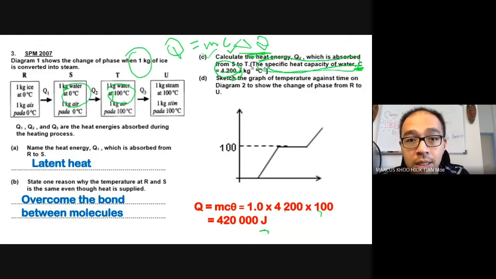Okay, sketching the graph. So the graph of the temperature actually has already been sketched for you. Most important thing is 0. Okay, this is the first one, R to S. So actually R is here, S is here, T is here, U is here.